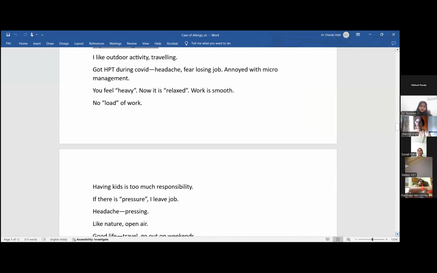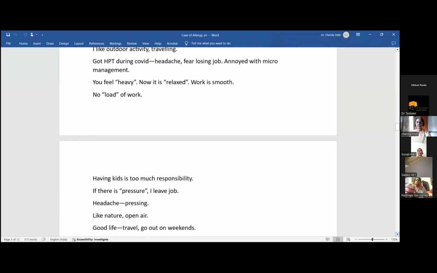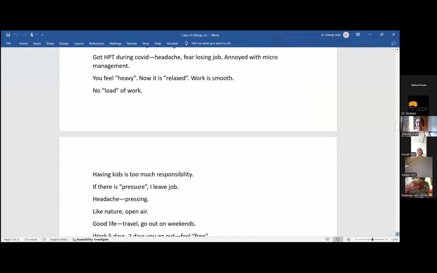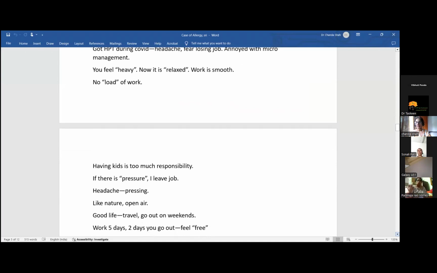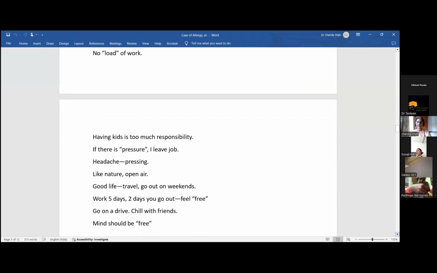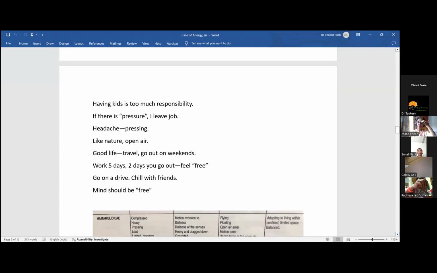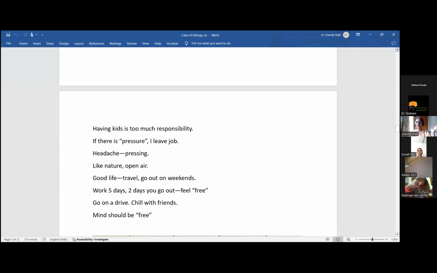Then he said, I like nature, open air. He likes a good life, travel, going out on weekends. He said, I want to work 5 days, and on the weekend I want to go out and feel free. I want to go on a drive, chill with friends. Mind should be free. So now someone will tell me which plant family it is. I already showed it, but still.